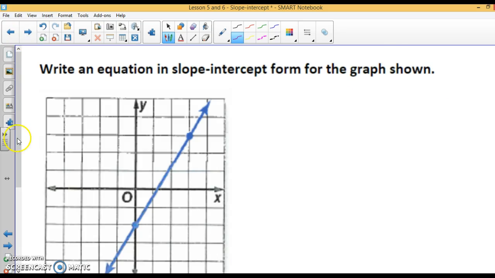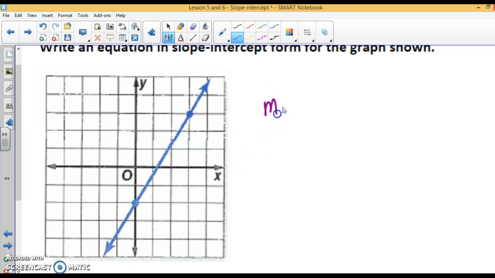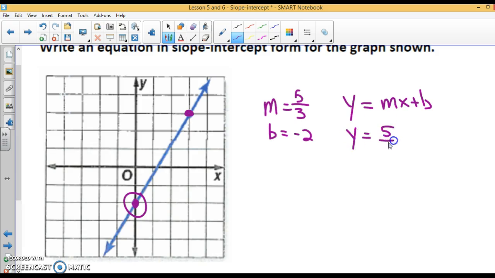Okay, here we go. Slope-intercept form from a graph. We need m and b. Y equals mx plus b. So let's find our slope. I'm going to go from here up to here. Slope is rise over run, so I'm going to count up. 1, 2, 3, 4, 5. My run is 1, 2, 3, so my slope is 5/3. It's positive, it's going up. My y-intercept is right down here, -2. So the equation of the line is y equals 5/3 x minus 2.